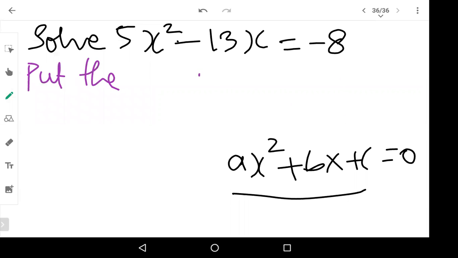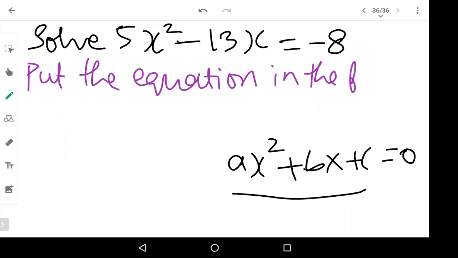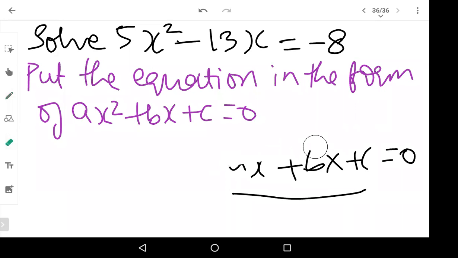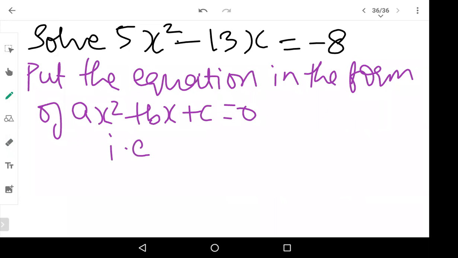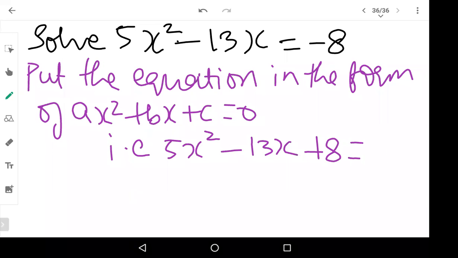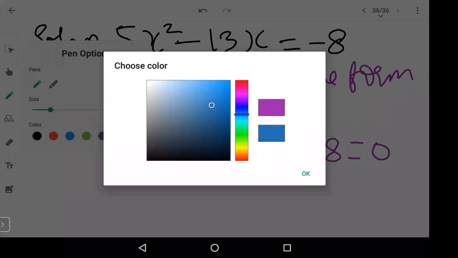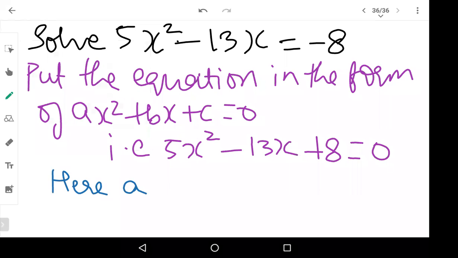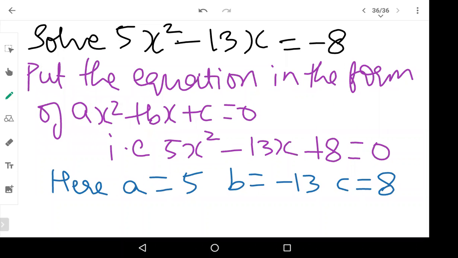Put the equation in the form of ax square plus bx plus c is equal to 0. That is 5x square minus 13x. If minus 8 comes to this side, it's going to become plus 8 is equal to 0. Now let us solve the problem. So here a is equal to 5, b is equal to minus 13, c is equal to 8. Now can you solve the problem? Solve the problem and tell me the value of x.